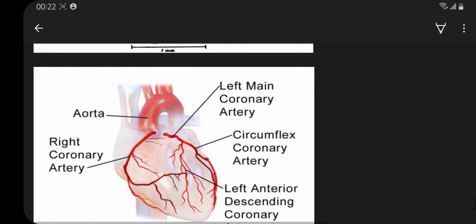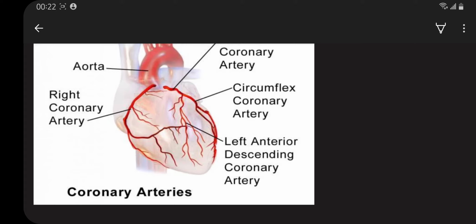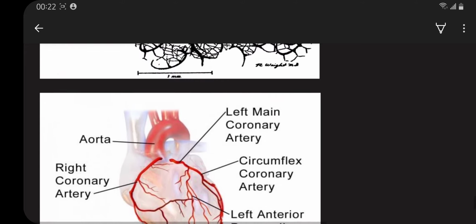Another example would be the coronary arteries that are destined for the heart. These ones, in their tunica media, instead of having smooth muscle cells, they actually have cardiac muscle cells, which is a very different type of muscular cells. So you have to remember that.